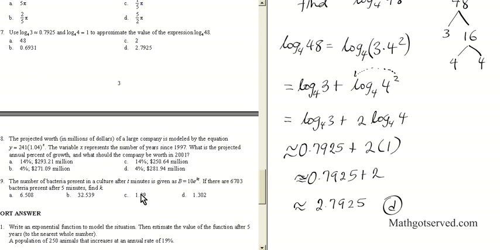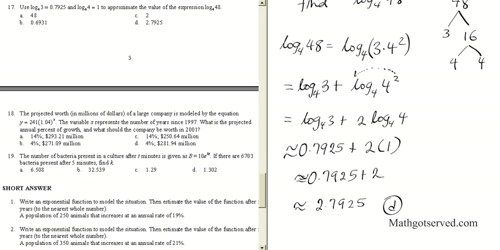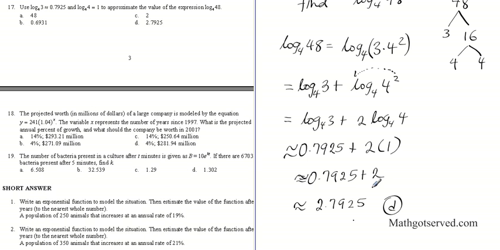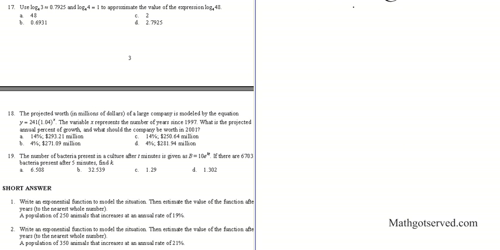Let's move on to question number 18. In question 18, we're asked to do the following. It says the projected worth in millions of a large company is modeled by the equation y equals 241 times 1.04 to the x. X represents the number of years since 1997. What is the projected annual percent of growth? And what is the company's worth in 2001?